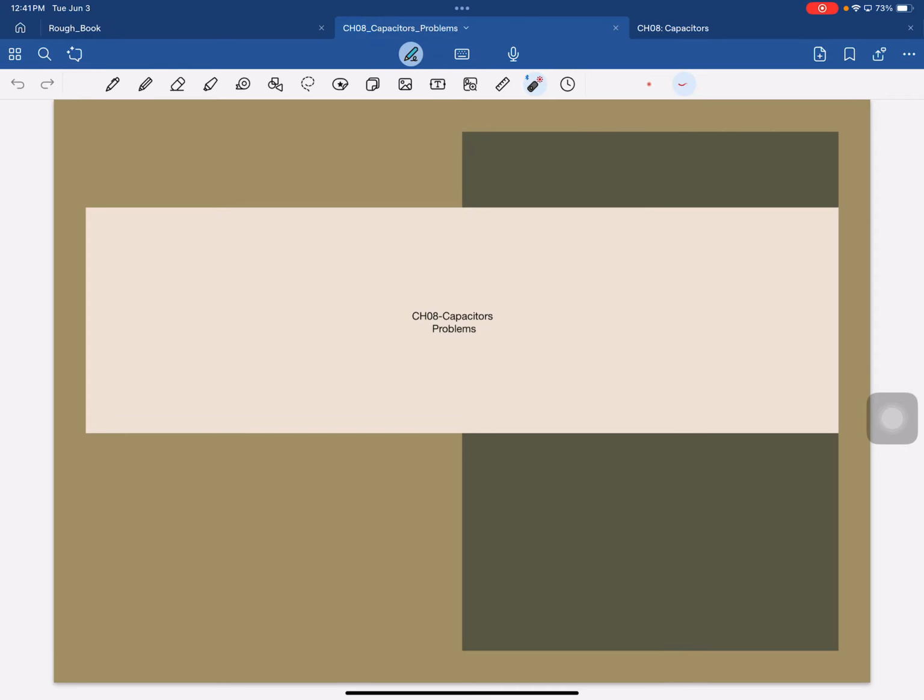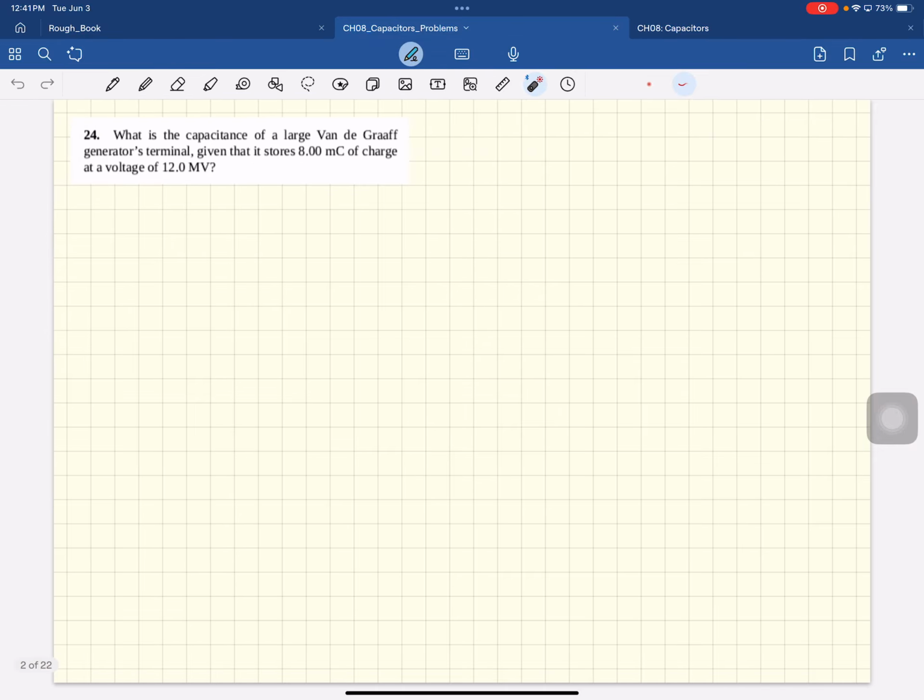All right, so let's do some problems. What is the capacitance of a large Van de Graaff generator? So that's those spheres. That's the name that was escaping me. Given that it stores 8 millicoulombs of charge, is that a large charge? It actually is a large charge. This is about 1,000th the charge of a thundercloud, and you're storing it on a sphere like that at a voltage of 12 megavolts.